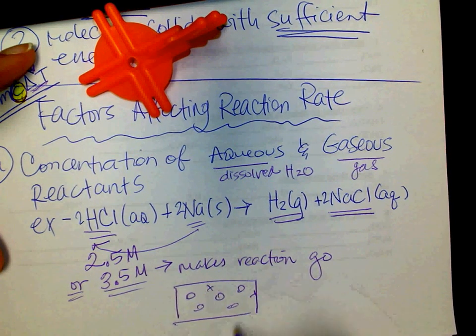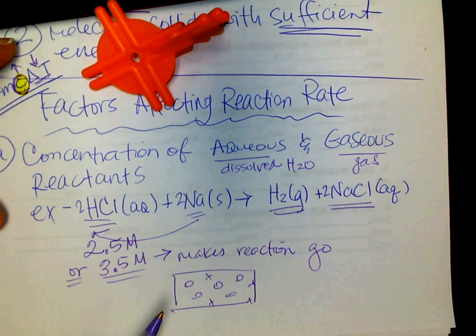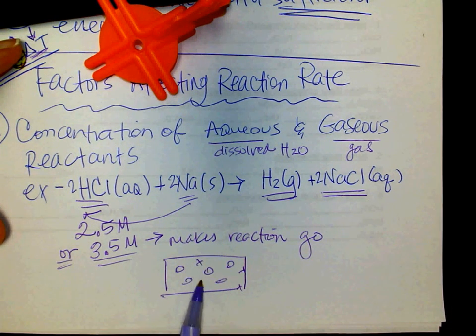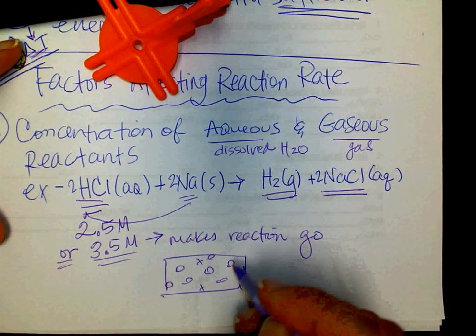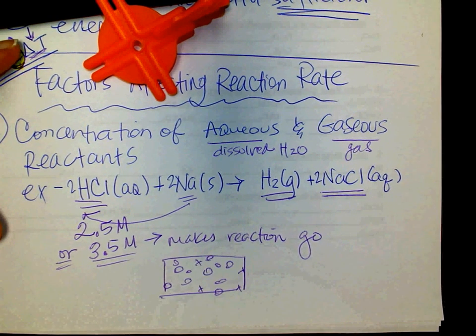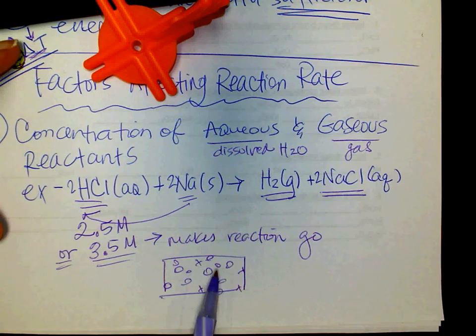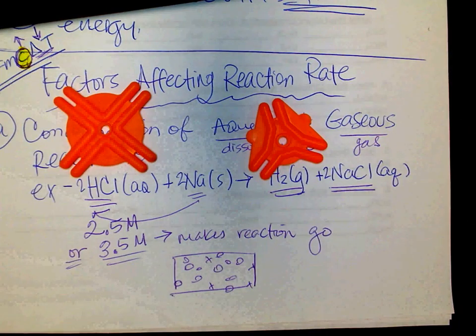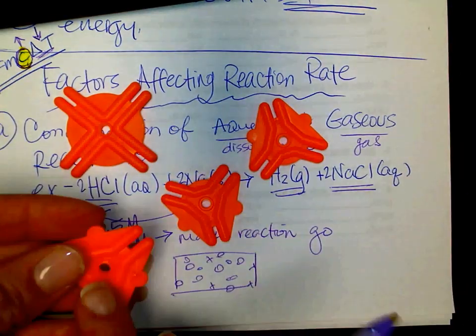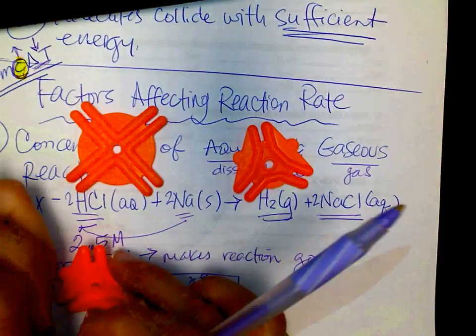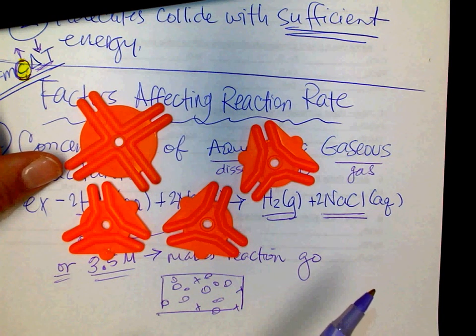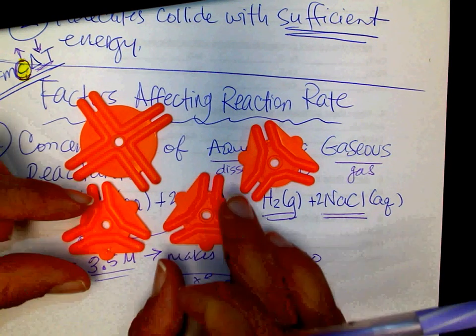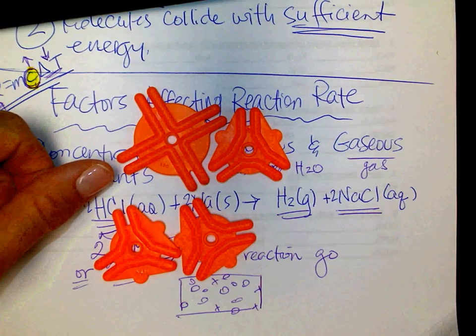If I have 2.5 molarity, I have a certain number of particles in solution. Let's say that the 2.5 molarity represents these circles here. What happens when I increase the number of circles? Is that going to speed up my reaction because there's more opportunity? What if I put more of these orange guys in the box? It's going to go faster. If I double the number of molecules that are in here, I'm going to increase the chances that they bond.